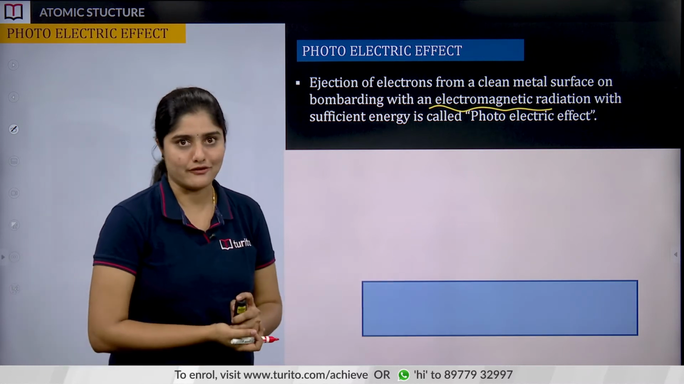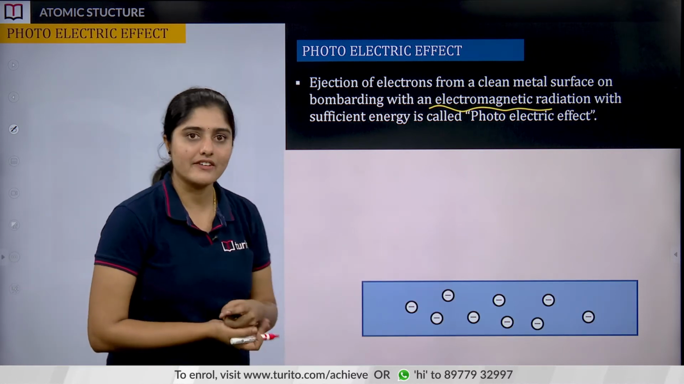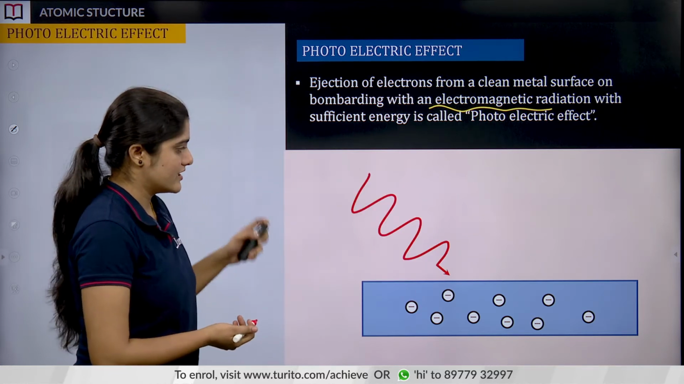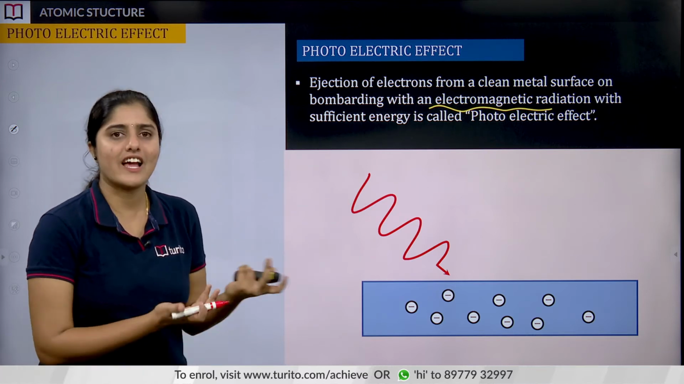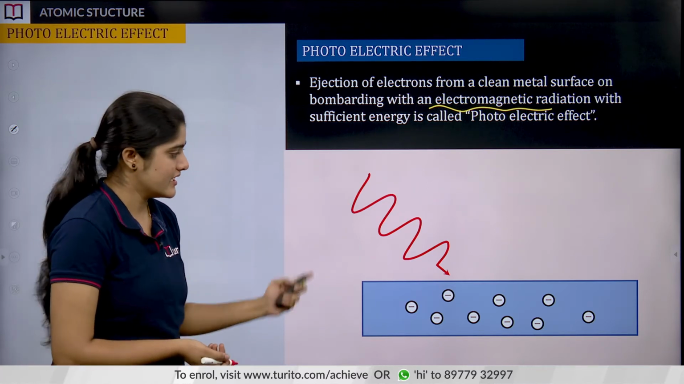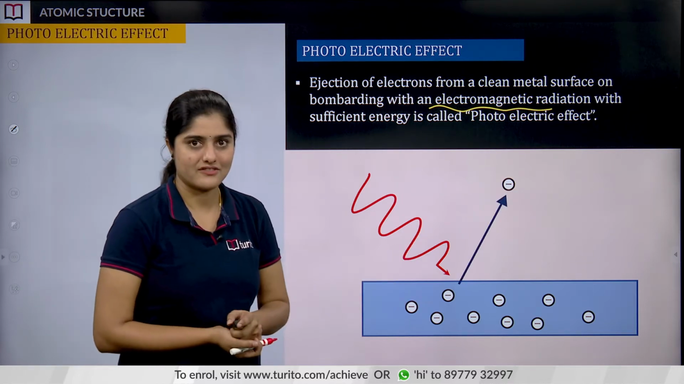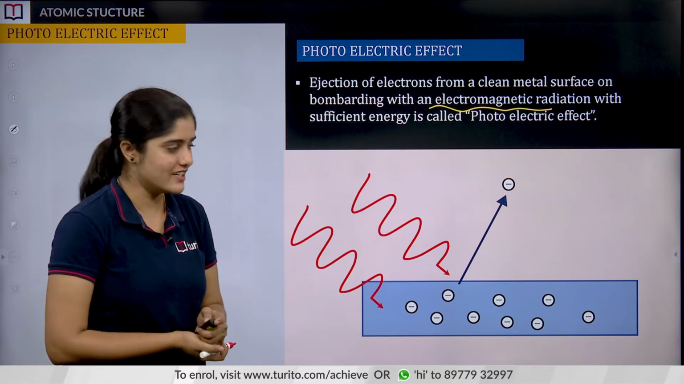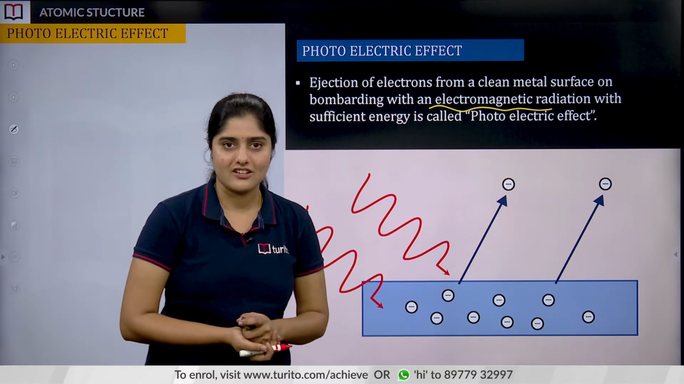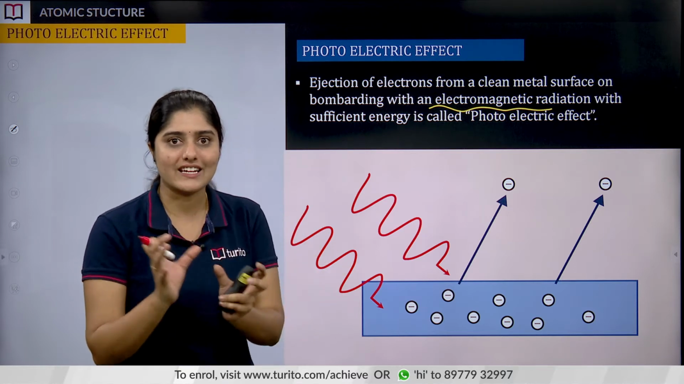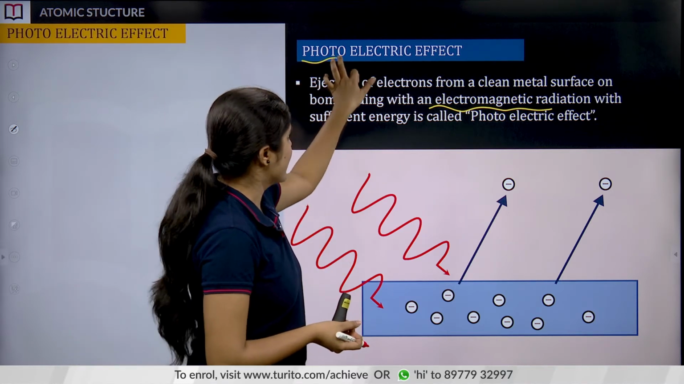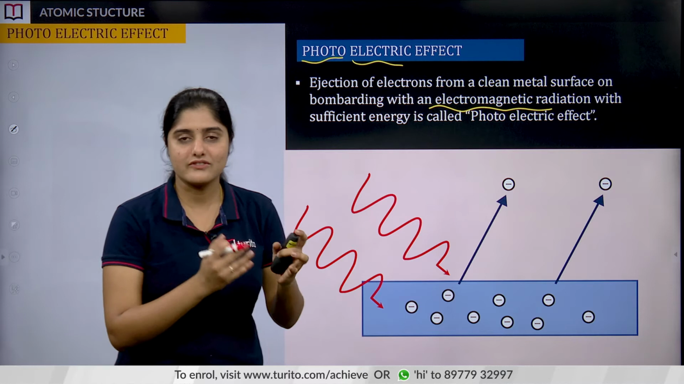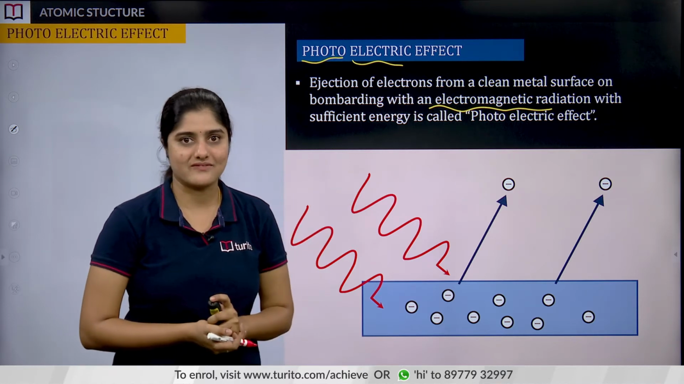Suppose that this is a metal surface and obviously we'll be having electrons present in each metal. Now when we hit this metal with the electromagnetic radiation, the light in simple words, it ejects the electrons. As soon as we hit the metal with the electromagnetic radiation, it ejects the electrons. This concept is called photoelectric effect. Photo as in light, electric is the ejection of electrons. Since it involves both phenomena, this is called photoelectric effect.